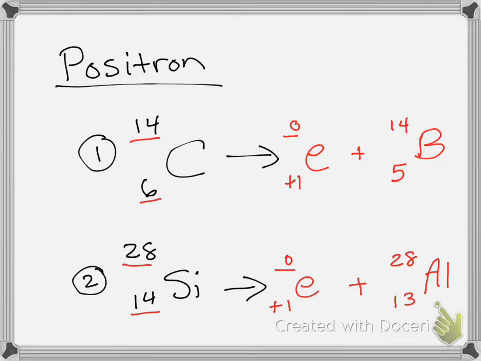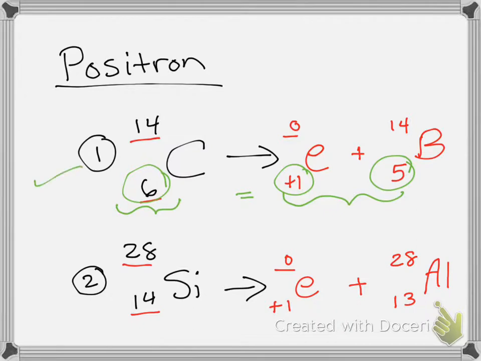Now remember to check your work. What's on this side should equal what's on this side. So 5 plus 1 is equal to 6. You are correct. 13 plus 1 is equal to 14. That's how you know you're correct. All right, almost finished. Last one.